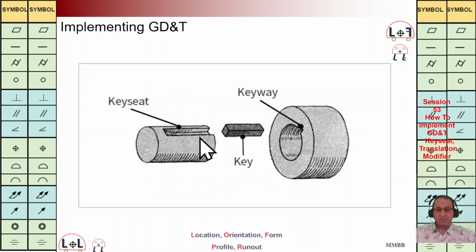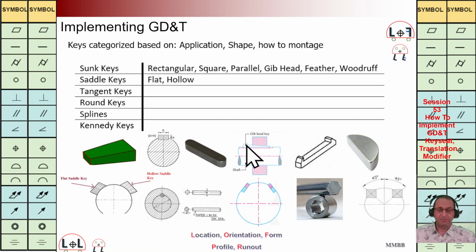It is an assembly. We have key seat, key and keyway. We are going to have several standards. We need to follow the standards for this key assembly. Based on application, shape, how we are going to assemble it and its function, we are going to have several types of key. Let's say sunk, saddle, tangent, round keys, and spline and Kennedy keys.